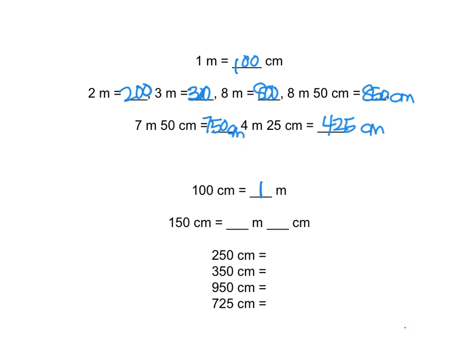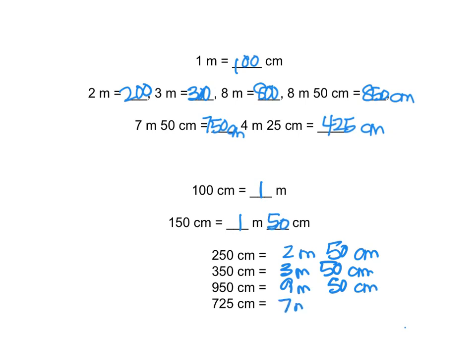150 centimeters is 1 meter, 50 centimeters. 250 centimeters, write it on your board. 2 meters, 50 centimeters. 350 centimeters is 3 meters, 50 centimeters. 950 centimeters, 9 meters, 50 centimeters. And 725 centimeters is 7 meters, 25 centimeters.